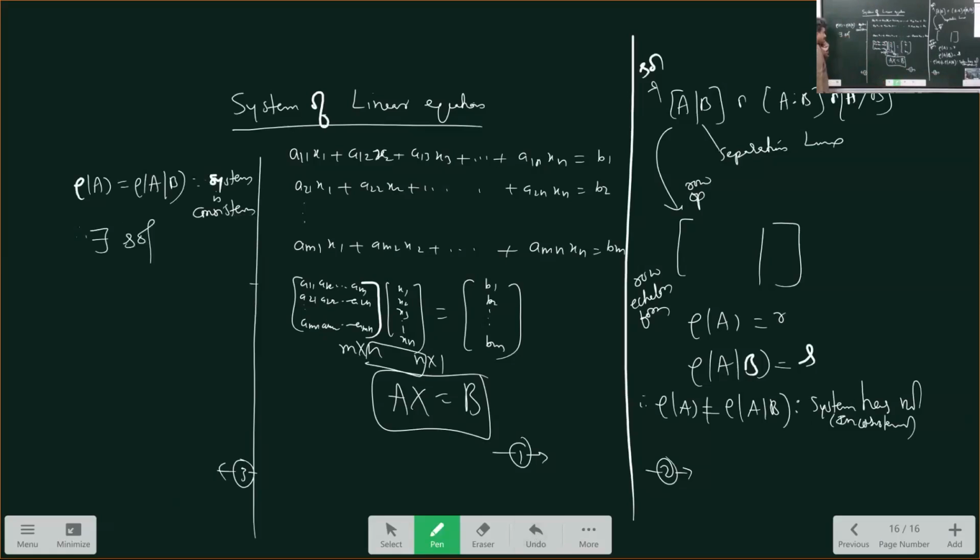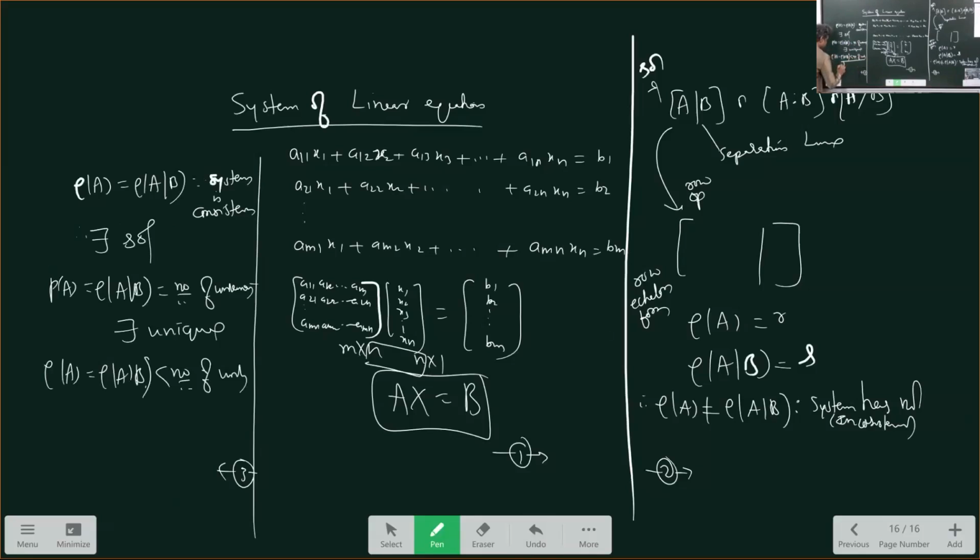Then that solution: if the rank of A is equal to the rank of the augmented matrix, and it is equal to the number of unknowns, then there exists a unique solution. If the rank of A is equal to the rank of the augmented matrix, which is less than the number of unknowns, then there exist infinitely many solutions. So this is the thing to remember for this case.